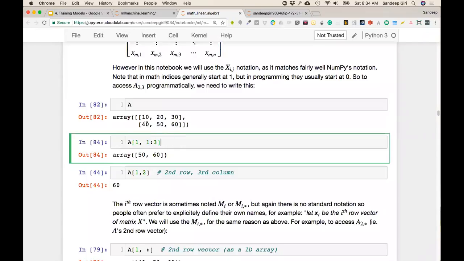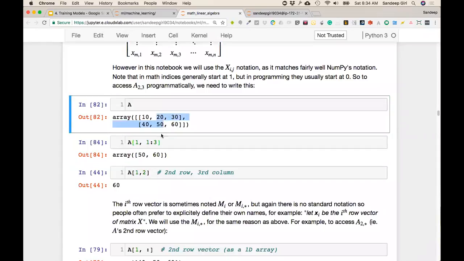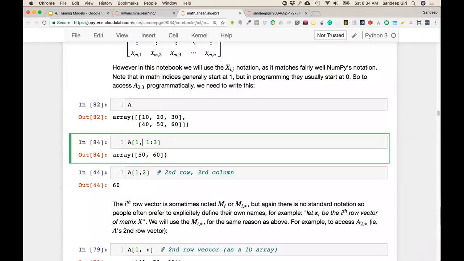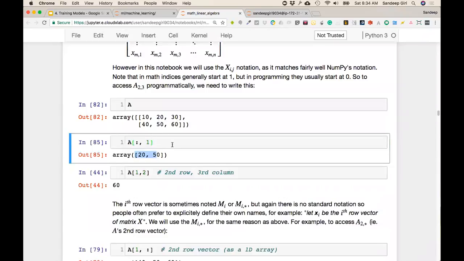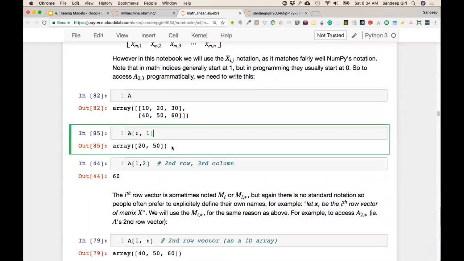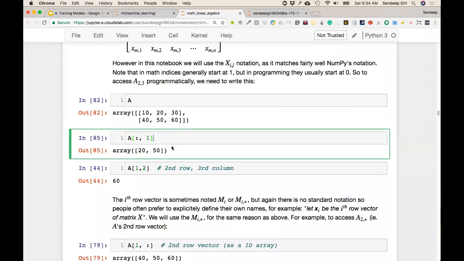Similarly, if I'm only interested in these two values, 20 and 50, what I'll do is say, give me all the rows and give me the first column. So this is how I can extract a list of values from the matrix. All right, is it clear? You'll be able to creatively compose this. You can extract the list of values out of this matrix now.